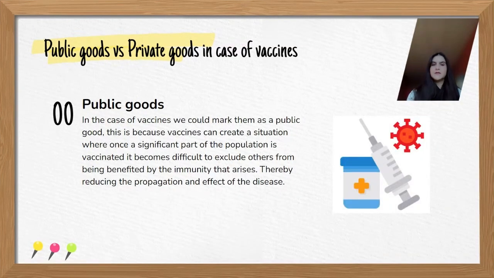Public goods versus private goods in the case of our example. In the case of vaccines, they could be considered public goods for two reasons. The first one is because they are a part of healthcare and mostly provided by the government. And the second one is because vaccines can create a situation where, once a significant part of a population is vaccinated, it becomes difficult to exclude others from benefiting from the immunity that arises. This reduces the propagation and effect of the disease.